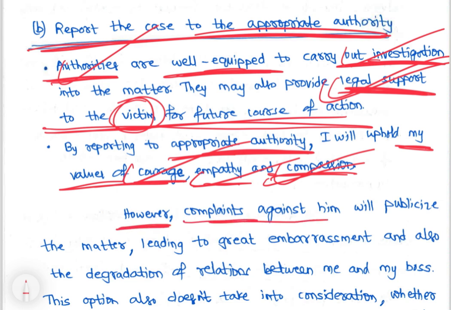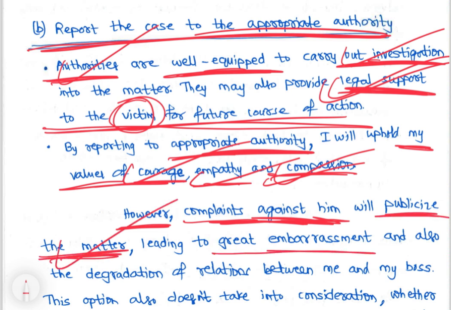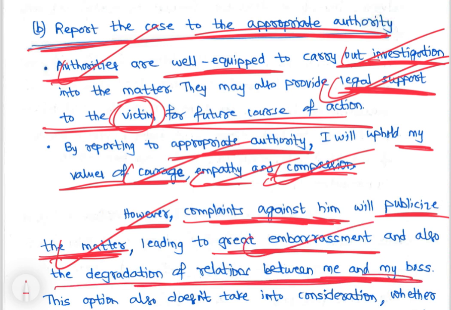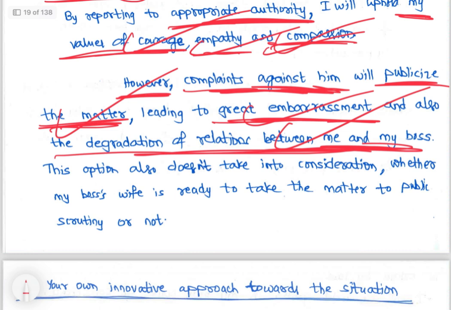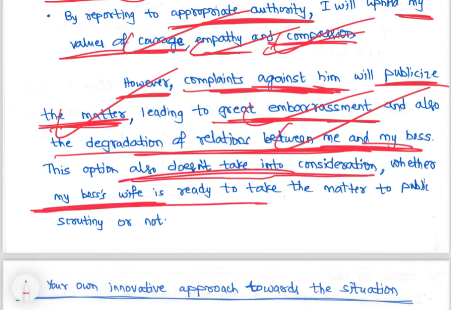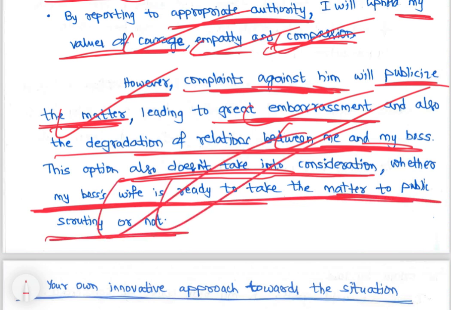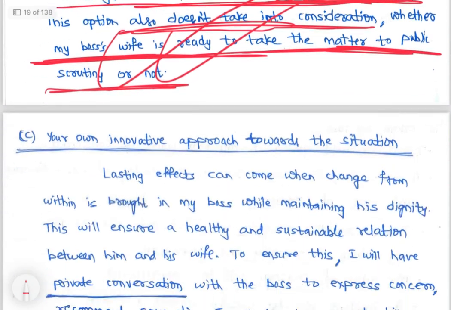However complaints against him will publicize the matter, ये demerit है, leading to great embarrassment and also degradation of relations between me and my boss. Right? So this option also does not take into consideration whether my boss's wife is ready to take the matter to public scrutiny or not. ठीक है, ये भाई वाइफ है, वो क्या करना चाहती है, वो कंप्लेंट देना चाहती है, नहीं है, तो उनका भी कंसिडरेशन नहीं लिया जाएगा. सो दीज आर डीमेरिट्स.